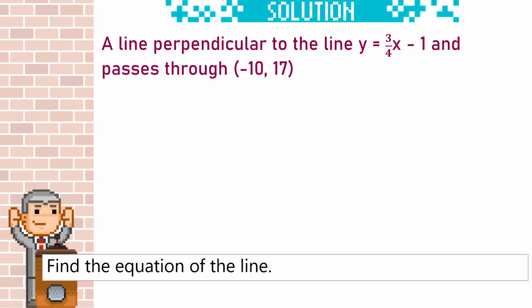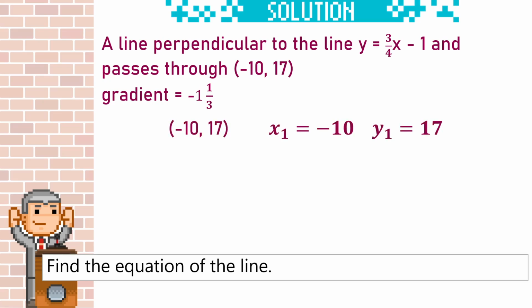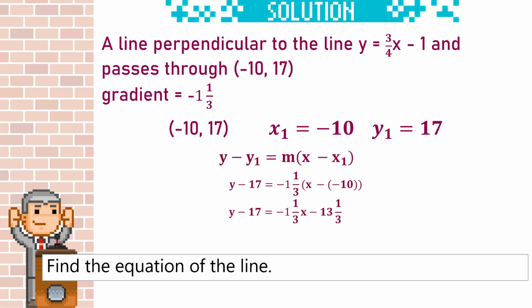We're told that the line is perpendicular to y equals 3/4 x minus 1, so we can find the gradient by finding the reciprocal of 3 over 4, which will be 4 over 3, or 1 1/3, and then changing its sign to minus 1 1/3. Our x1 and y1 coordinate are given to us, so we can use our line equation, substitute in the values, and then expand the brackets and add 17 to both sides. So the equation of our line is y equals minus 1 1/3 x plus 3 2/3.